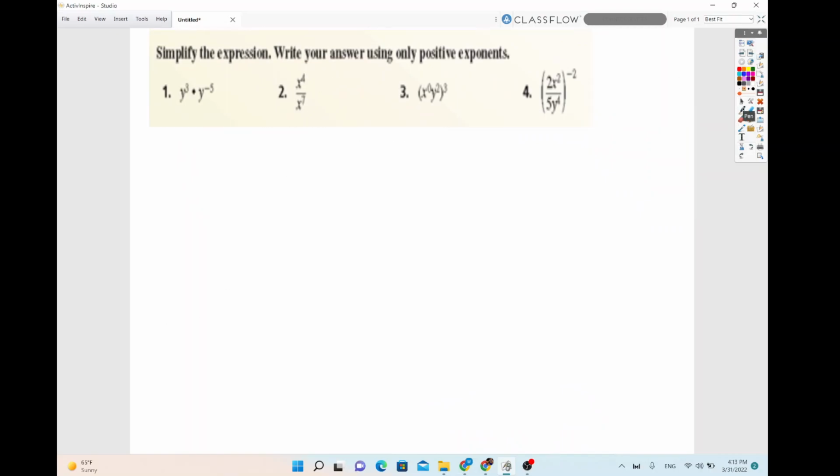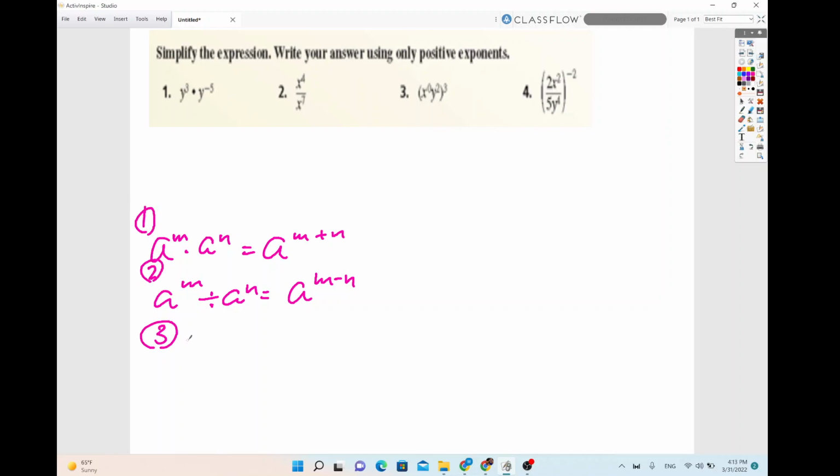One thing we noticed from the properties of exponents, as you watch the other part of the video lesson that I have: a to the power of m times a to the power of n is always a to the power of m plus n. So it's product to sum. The other one is a quotient, a to the power of m divided by a to the power of n, which is a to the power of m minus n. So quotient to difference. The third one is a power of a power, a to the power of m to the power of n, which is a to the power of m times n.